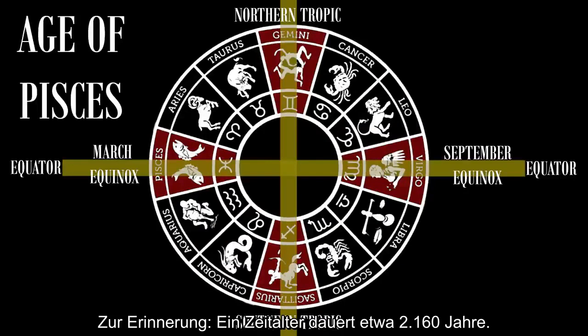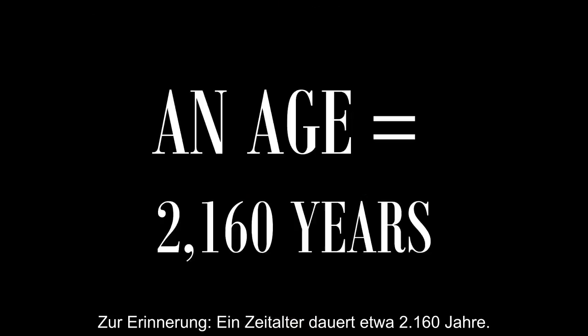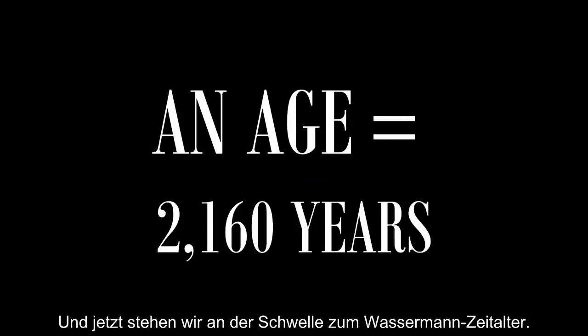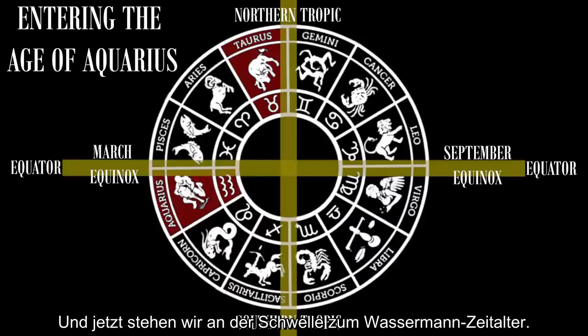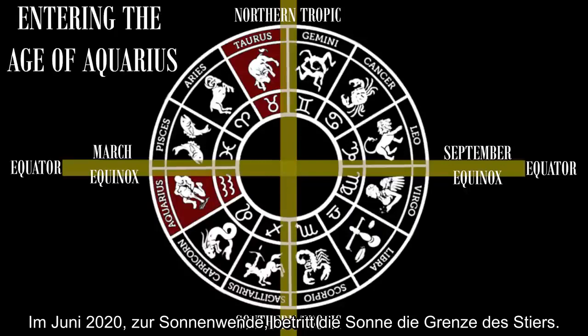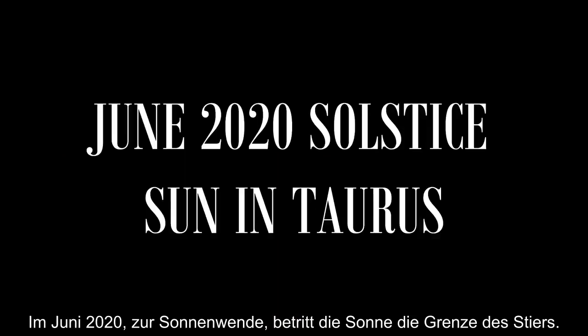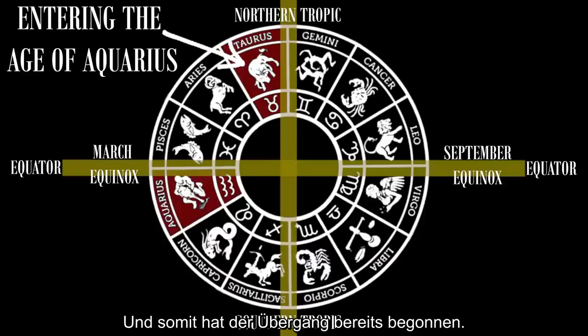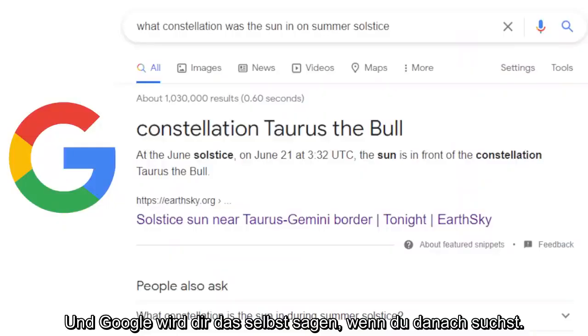Remember, an age lasts for roughly 2,160 years. And we are now on the cusp of entering into the age of Aquarius. On June 2020, during the solstice, the sun entered the border of Taurus, and therefore the transition has already begun. And Google will tell you this yourself if you search.